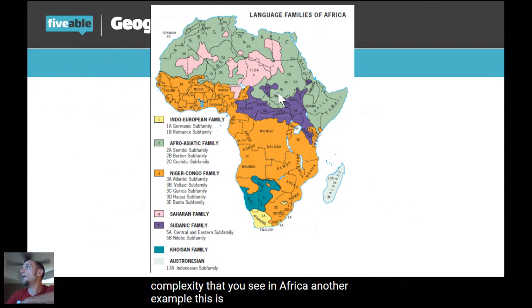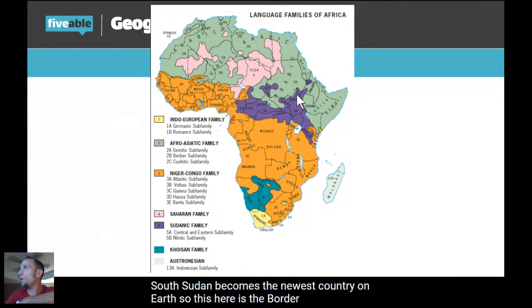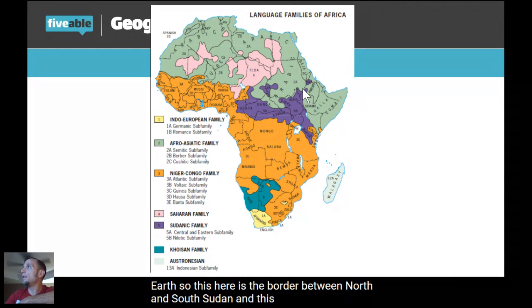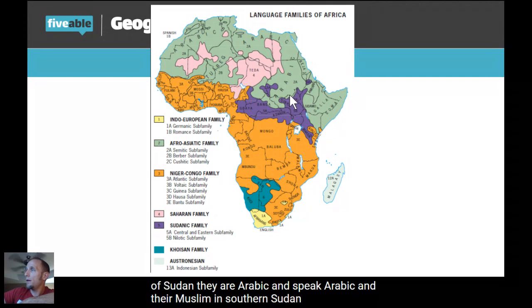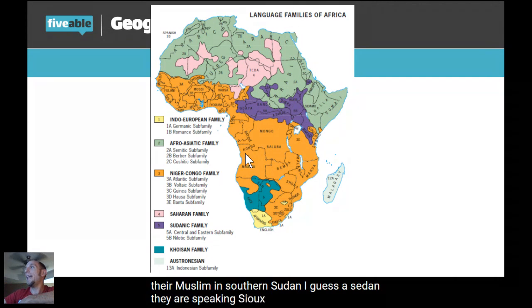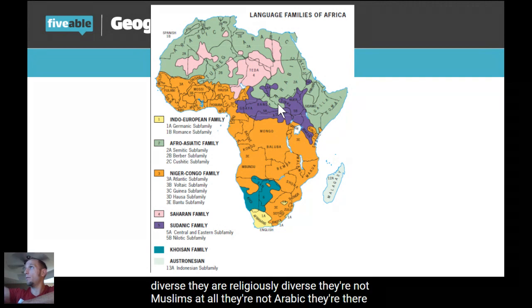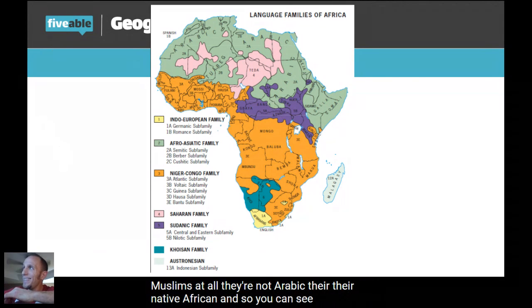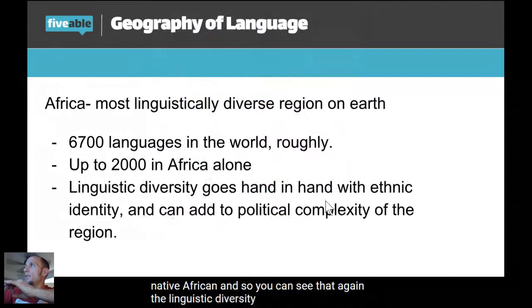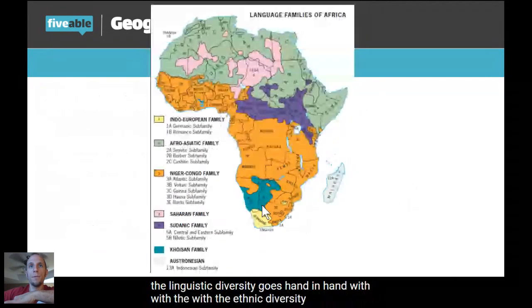Another example of this is South Sudan. You can see here is the country of Sudan, but in 2011, South Sudan becomes the newest country on Earth. So this here's the border between North and South Sudan, and this region down here is linguistically different from the region up north where they are speaking Arabic. In the north of Sudan, they speak Arabic, and they're Muslim. In South Sudan, they are speaking a different language family. They are ethnically diverse. They are religiously diverse. They're not Muslims at all. They're not Arabic. They're native African. And so you can see that, again, the linguistic diversity goes hand in hand with the ethnic diversity in the region.